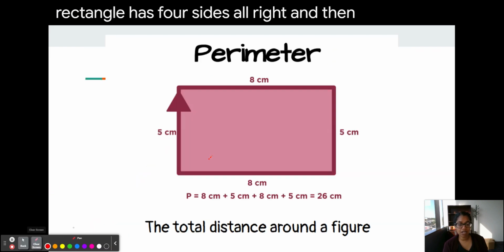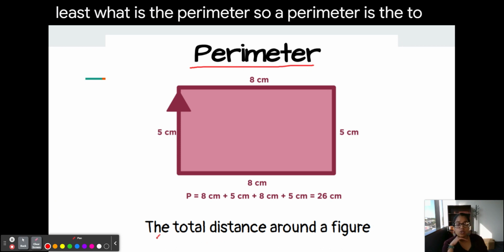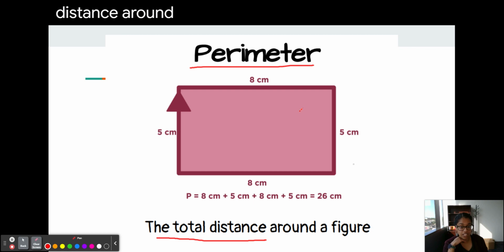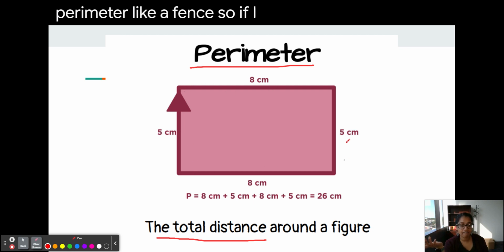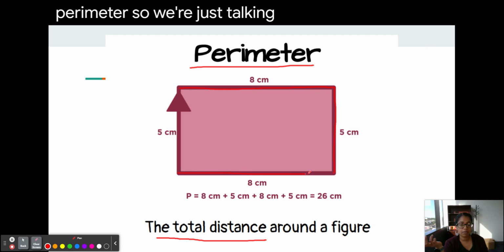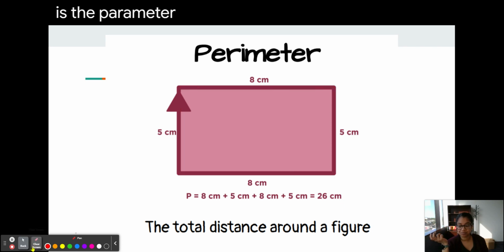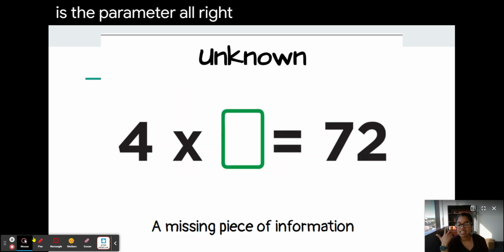All right, and then last but not least, what is the perimeter? So a perimeter is the total distance around a figure. And I like to think of perimeter like a fence. So if I have this rectangle, the fence around the rectangle or the border is the perimeter. So we're just talking about the sides all together. So all of the border around the whole thing is the perimeter.